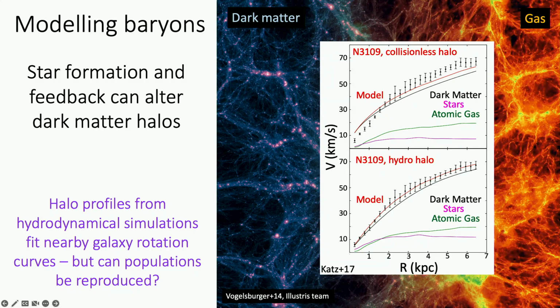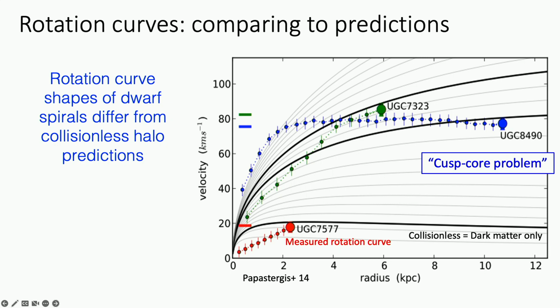So let's go back to this plot, and beyond the cusp-core problem, there's another difference between the predicted rotation curves and those we observe. Not only are these rotation curves, these different colored points, different from the simulations, but they're way more different from each other than the simulated rotation curves are from each other. In other words, dark matter halos in collisionless simulations are self-similar. All of these rotation curve shapes from the simulations, the black and the gray, look pretty similar, whereas the morphology of the observed rotation curves is really different.